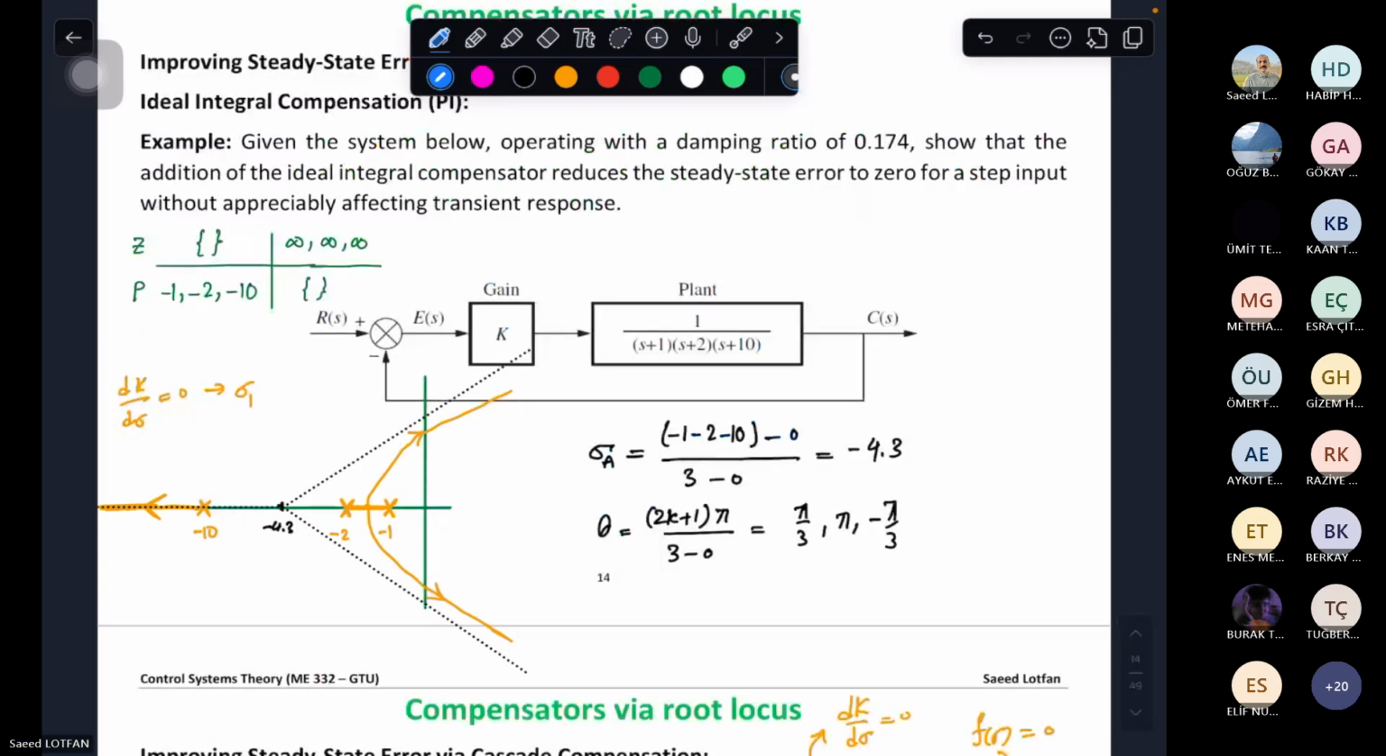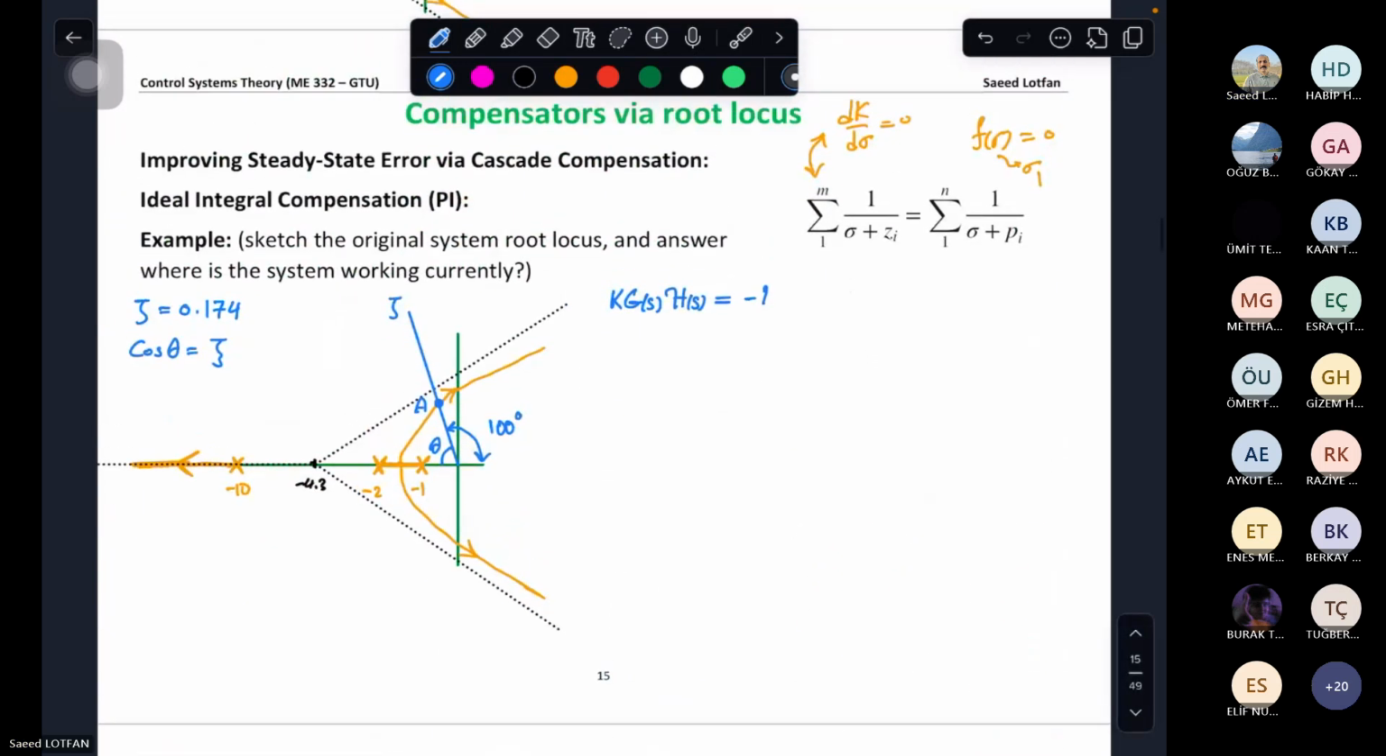So I have K divided by S plus 1, S plus 2, S plus 10 is equal to -1. So from here, and also S is equal to omega d j plus sigma, and knowing that tangent inverse of omega d over sigma is about 100 degrees, I have here 3 equations, 3 unknowns.